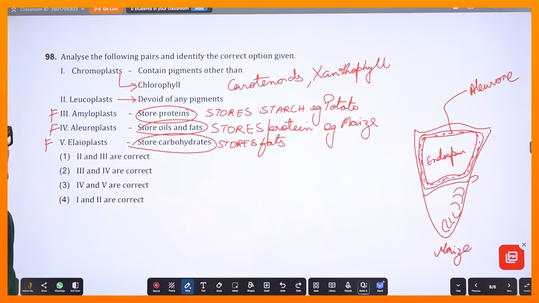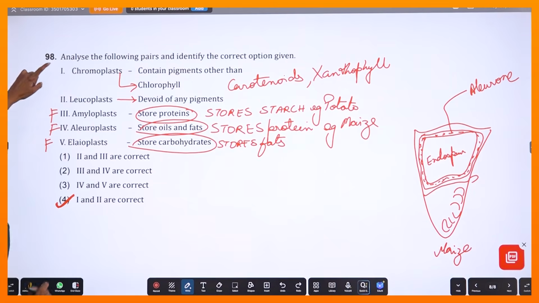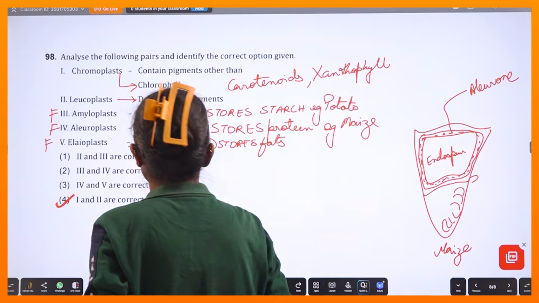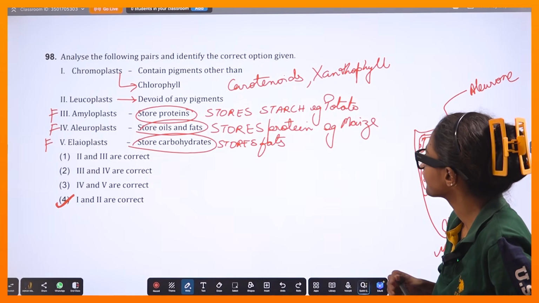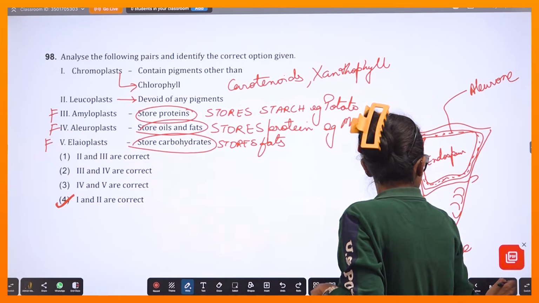So, identify the correct options. 3, 4 and 5 are false. So 1 and 2 are correct. 1 is correct, 2 is correct, right? So 1 and 2 are correct. Option 4. Am I right? 1 and 2 are correct. Okay. Now let's move on.